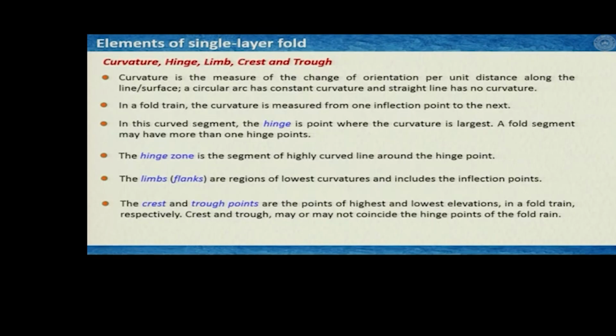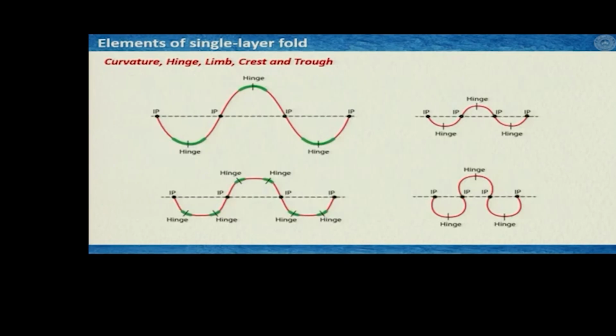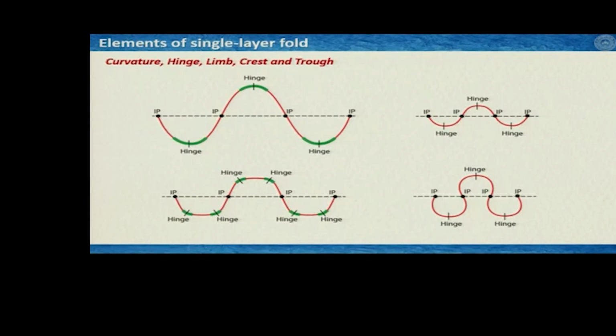The crest and trough sometimes coincide with the hinge points and sometimes they do not coincide with the hinge points. We will see this in the illustrations. So, here we have defined the hinge, inflection point, limb and hinge zone in this very typical illustration of a folded structure, particularly with the concept of curvature.